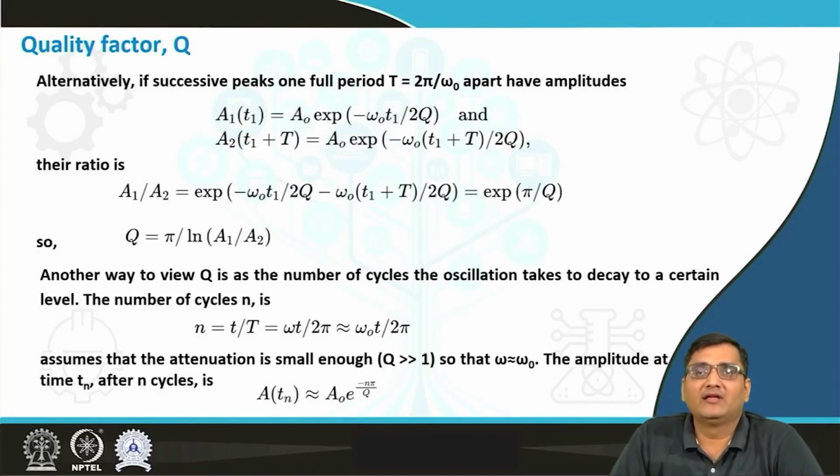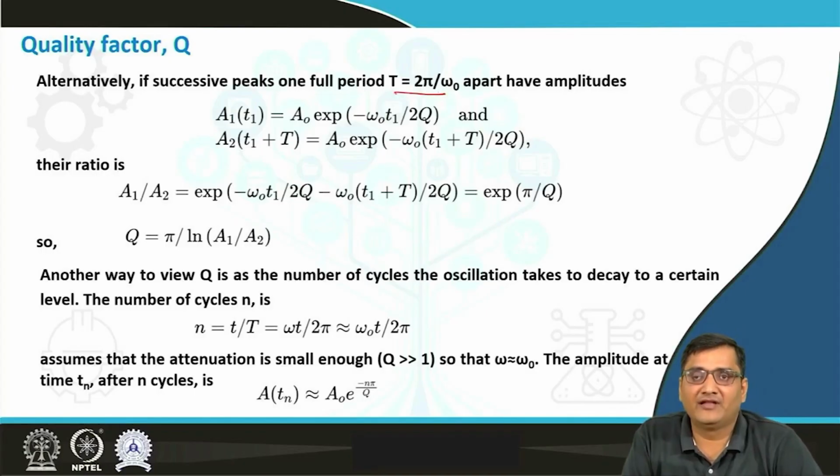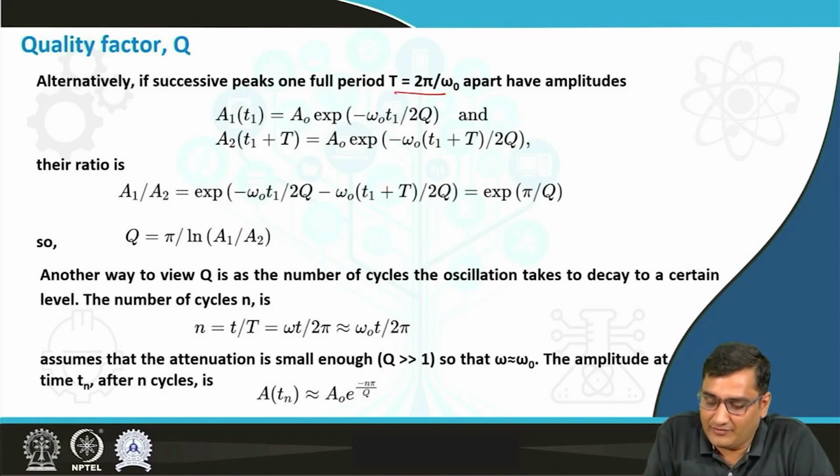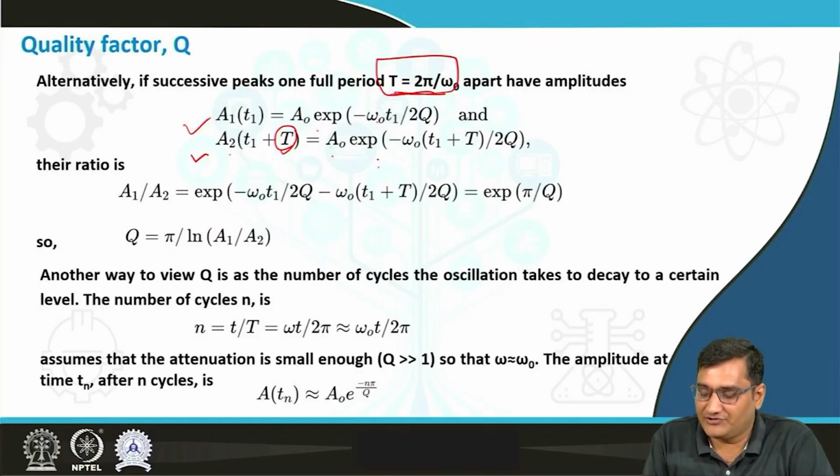Alternatively, if we have the successive peaks coming in one full time period, that is 2 pi by omega naught, that is the time when the two successive peaks are apart from each other, and those will have the amplitudes as follows: A1(t1), that means the amplitude of the first peak at time t1, will be equal to A naught exponential minus omega naught t1 by 2Q, and after one full time period, A2(t1 plus T), where T is the time period, equal to 2 pi by omega naught, that is equal to A naught exponential minus omega naught (t1 plus T) by 2Q.